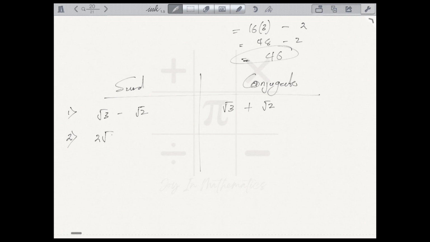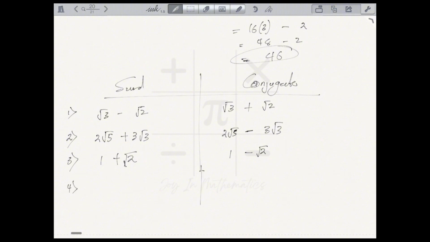So let's say again I have 2 root 5 plus 3 root 3. Now the conjugate will be 2 root 5, minus this time, because plus is here, then definitely minus will be there. So this will be minus 3 root 3. And if we proceed further, we have 1 plus root 2. The conjugate therefore will be 1 minus root 2. The whole game is to change the sign in between.